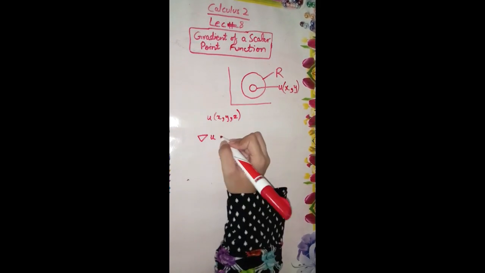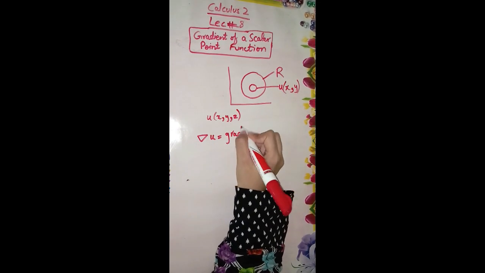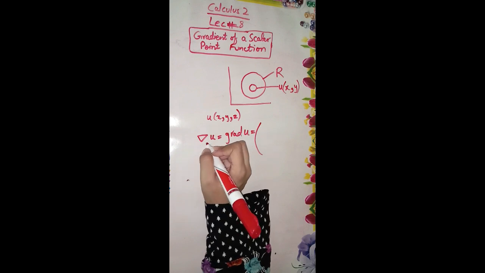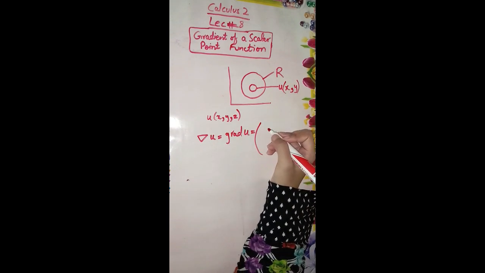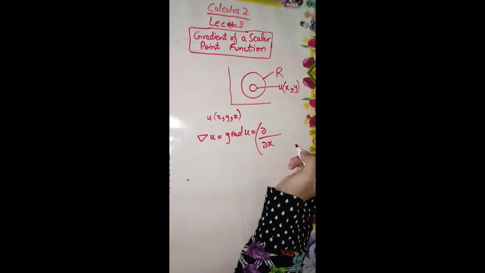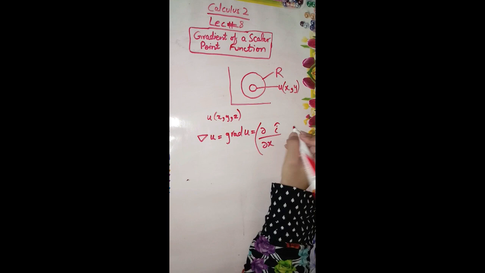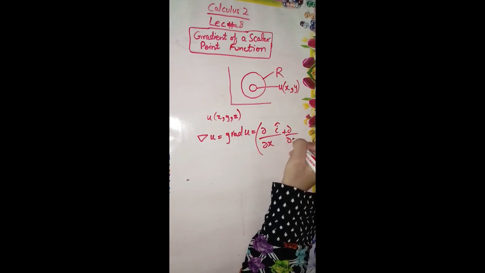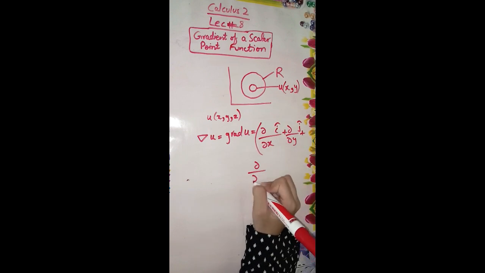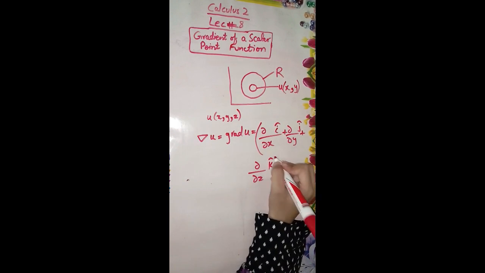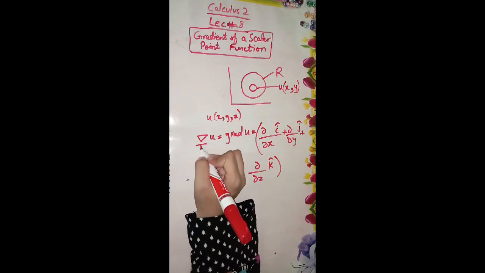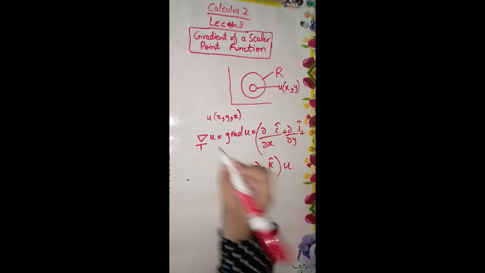the formula del u. We can also write it as grad u. We have to put the value of the del, that is our del operator or the vector operator: partial by partial of x in the i hat direction plus partial by partial of y in the j hat direction, and then plus partial by partial of z in the k hat direction. And it will be the value of the del, and then we will multiply it with u.